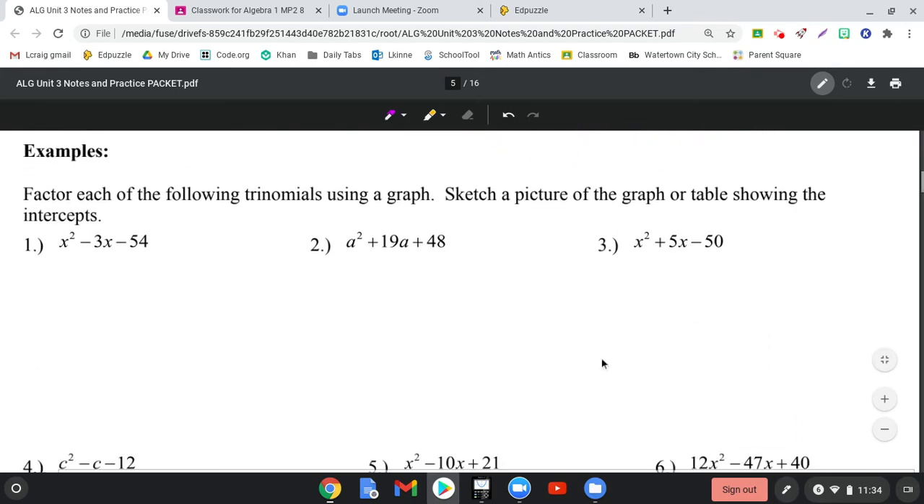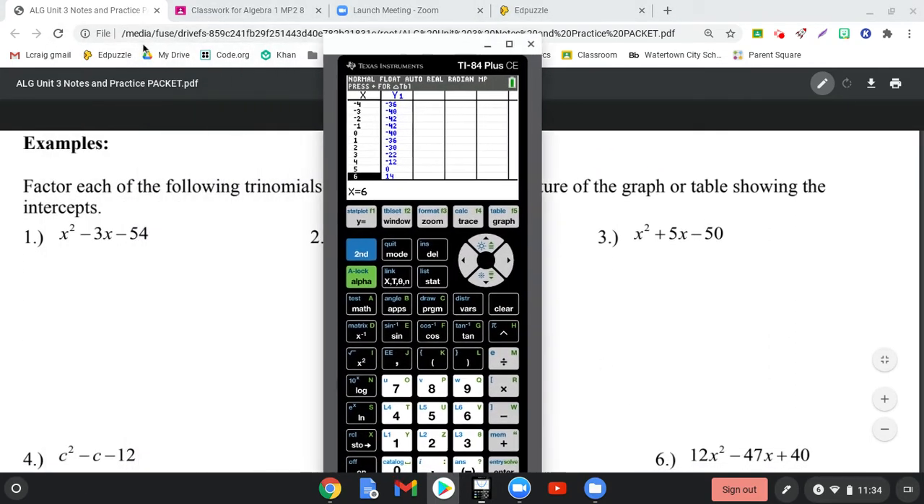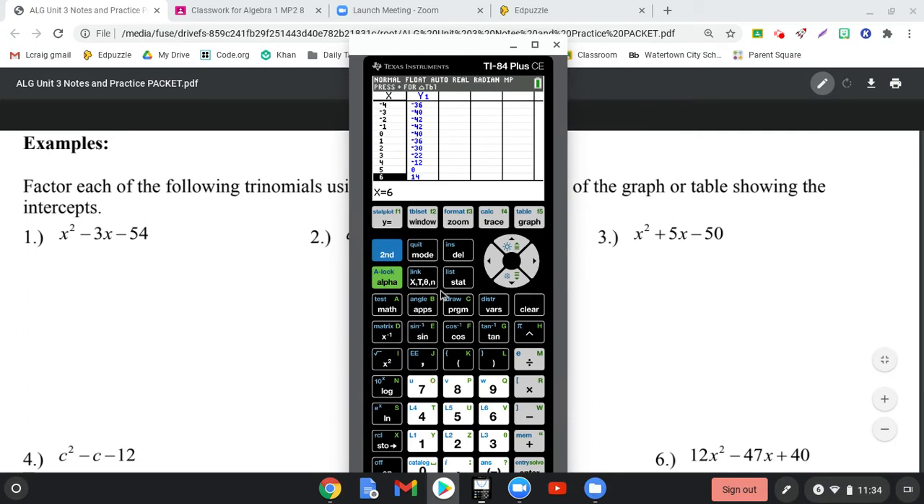All right, so let's try this next one. And again, you could do it out with the box method if you like that method, but this is a lot faster. Y equals x squared minus 3x minus 54.